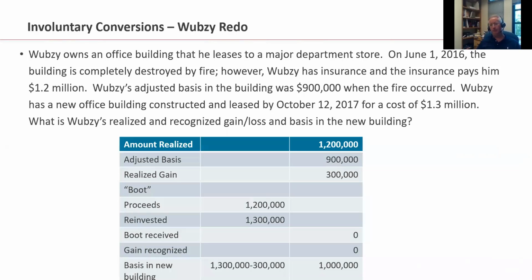Let me give you a different way of thinking about it. His basis in the old building was $900,000. The general rule is it just carries over, right? So we'd say, well, wait, his carryover basis should be $900,000. But didn't he invest an additional $100,000 of his own money, right? He invested 1.3. He only got 1.2. Take that additional $100,000, put it in his basis, we get to $1 million. All right.